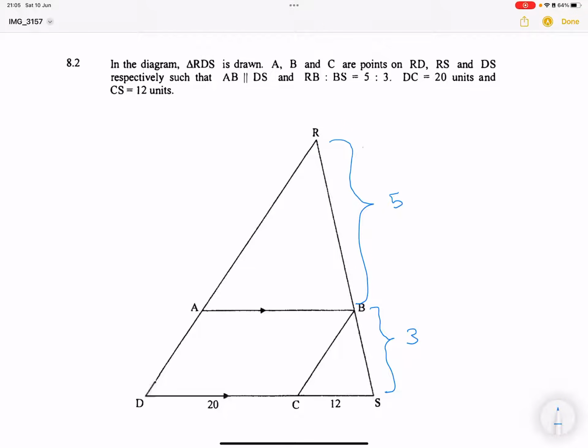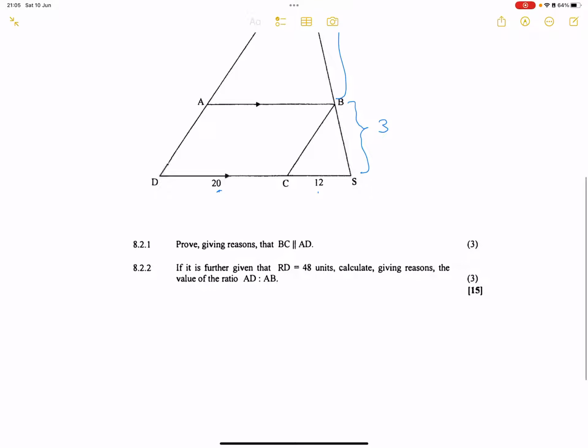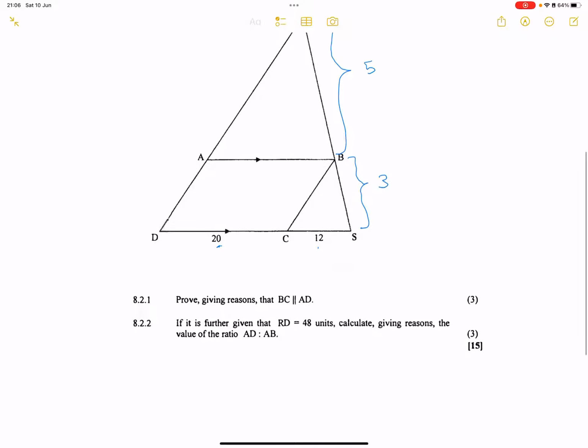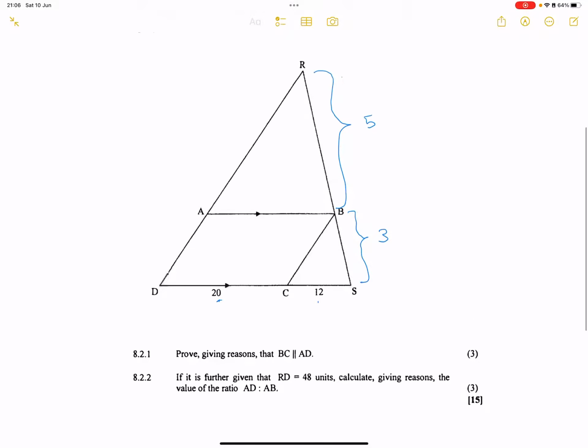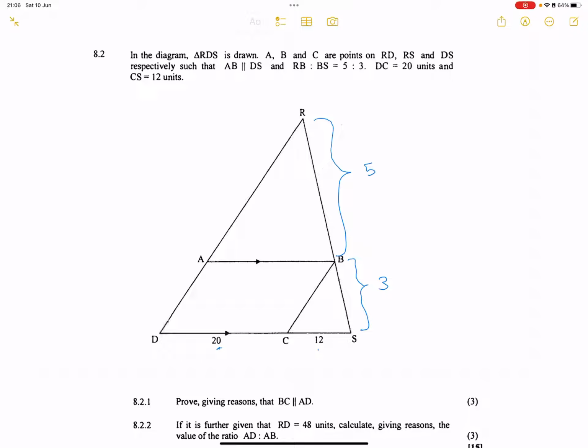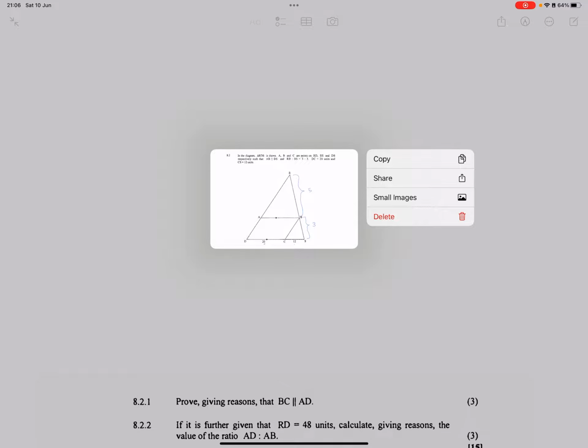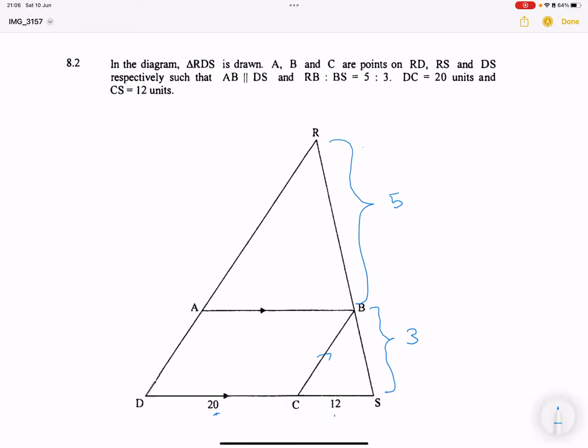And they say that DC is 20 units, indicated there, as well as CS, which is 12 units, also indicated on the diagram. Let's look at what they want us to get. They say prove, giving reasons, that BC is parallel to AD. So we want to prove that this side is parallel to the side AD there.